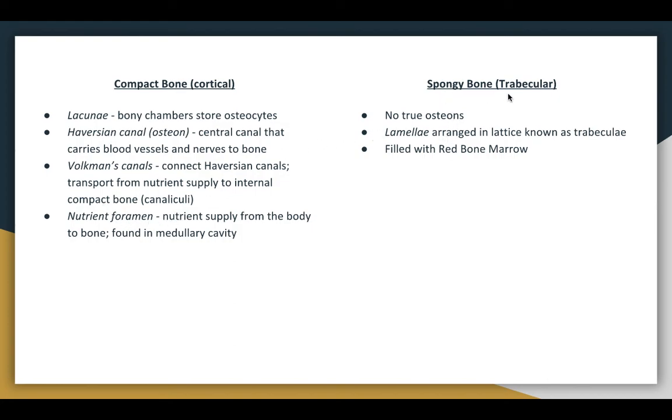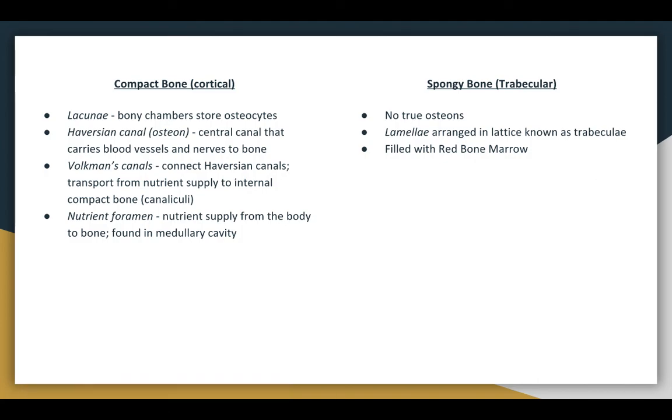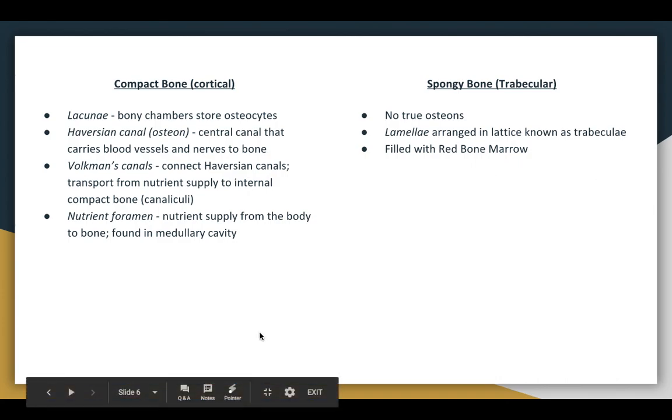In spongy bone, also called the trabecular, there are no true osteons. All right, there is a structure called the lamellae. It's arranged in a lattice known as the trabeculae. That's why spongy bone has that name. And in the spongy bone, it's filled with red bone marrow. All right, so with this information, go back and answer that essential question. And we'll take a look at this a little bit more as we study those different portions of the long bone.